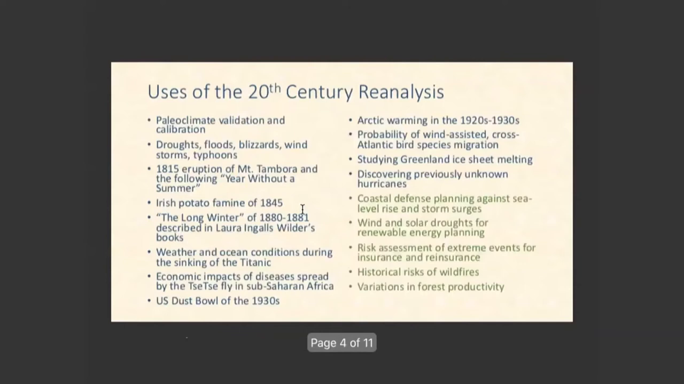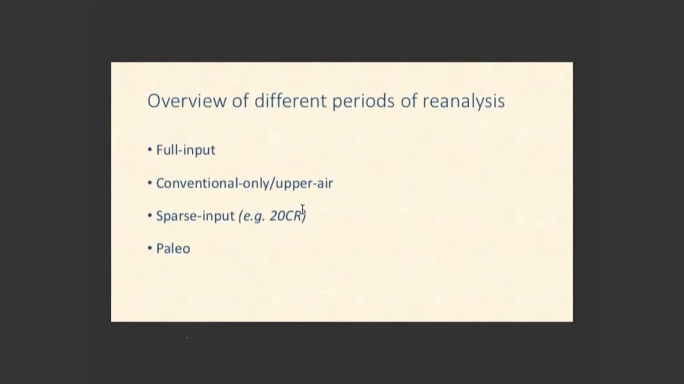So what we initially wanted this discussion to be is an overview of different periods of reanalysis. I wanted to start by talking about 20CR, just to put it out there that there's more than just the full input. But the four broad categories of periods of reanalysis that I think of are up here. So we have the full input, and I know there's lots of different subcategories. I'm really thinking about time period, not regional versus global or different system components. I want to think about time.